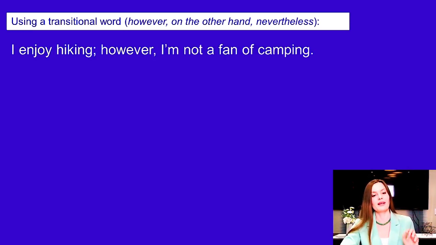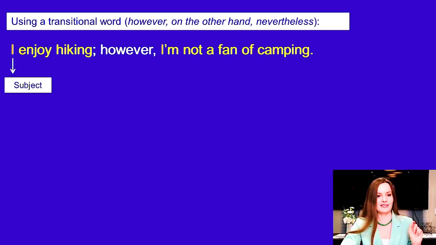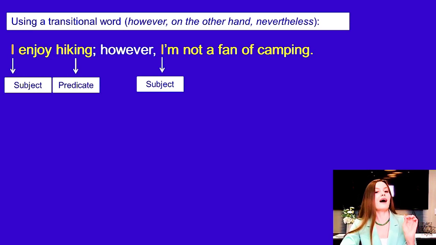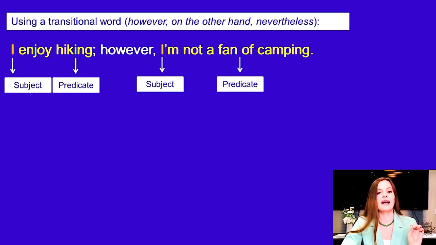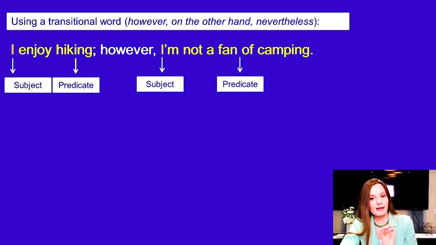For example, I enjoy hiking, however, I'm not a fan of camping. Let's find the subjects and the predicates in this sentence. I is the subject. Enjoy hiking is the predicate. Again, I is the subject. Am not a fan of camping is the predicate.